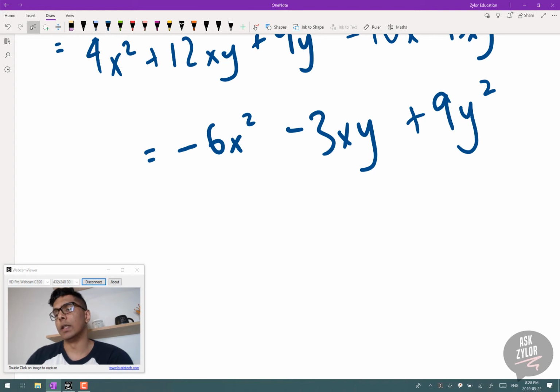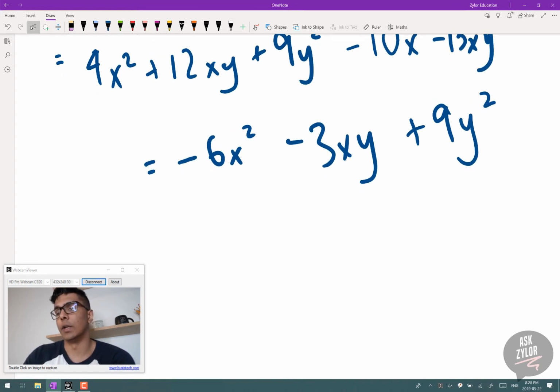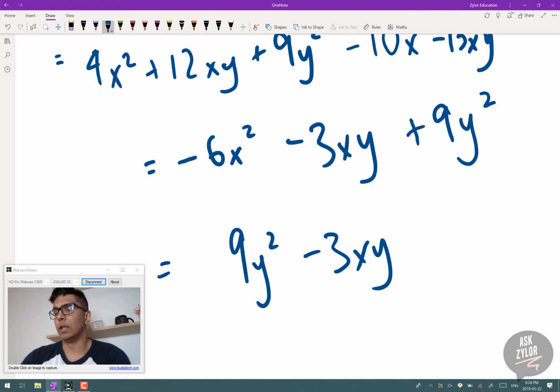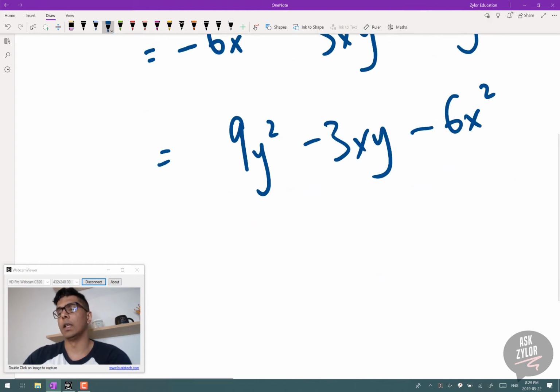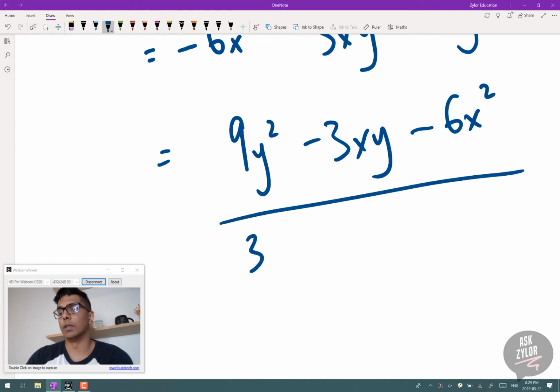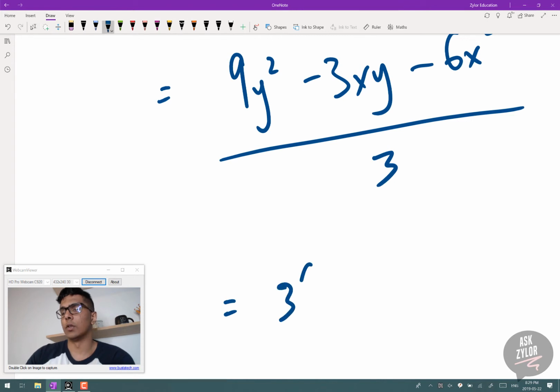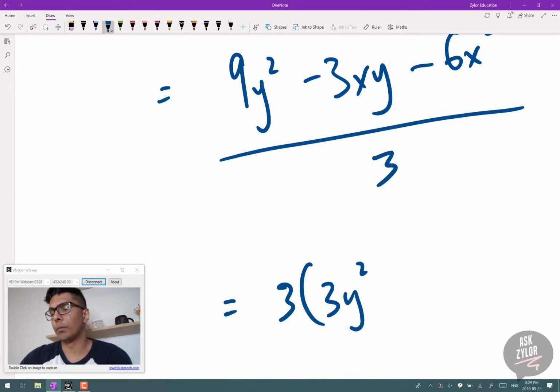Okay, so at this point what I'm going to do is factor out any common terms in my equation. So I have 3 that I can factor out, right? So I can just rearrange this to be 9y squared because I don't really like the negative. I'm going to keep the 3x in the middle and take the x squared to the end, right? And then I'm going to factor out 3 from every single term. Okay, so I end up with 3y squared minus xy minus 2x squared.